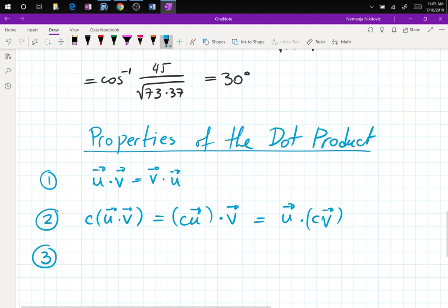Number 3, u dot (v plus w), which is u dot v plus u dot w, which is the distributive property.